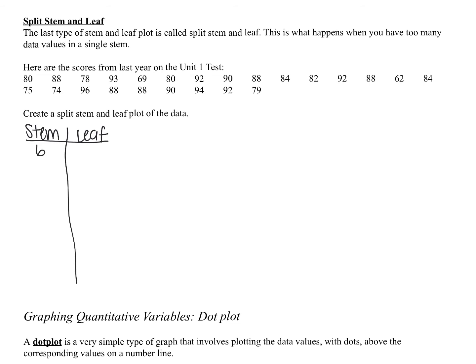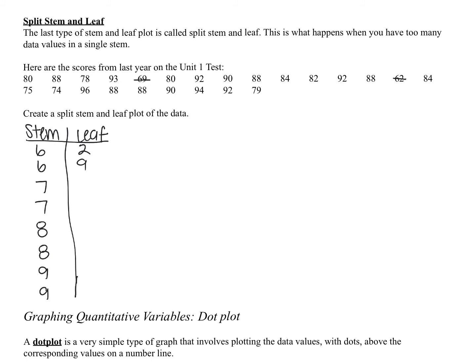So I need 2 of every tens place starting with 6. So 6, 6, 7, 7, 8, 8, 9, 9. Now I don't need a 10 here because no one got 100%, so I don't have to do a 10. So my first leaves are going to be anything between 60 and 64, which I think there was just the 62. Then I'm going to do anything from 65 to 69, which I believe there was just the 69.